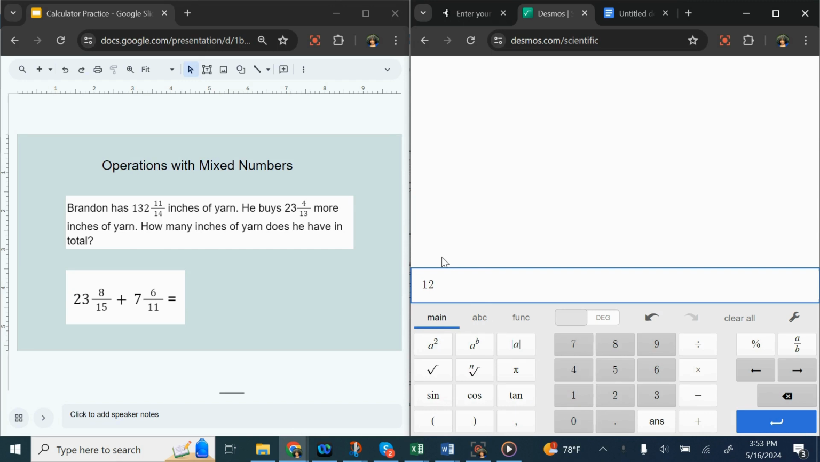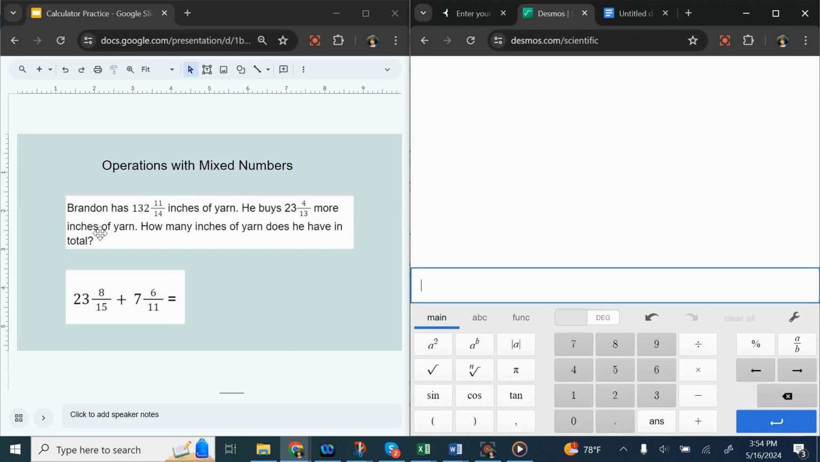And then in order to type in the 3/4, I'm just going to hit this fraction button over here and then put in my fraction, 3/4. So now this reads 12 and 3/4. So that's how we type in a mixed number. So let's practice this. Here's our first problem.